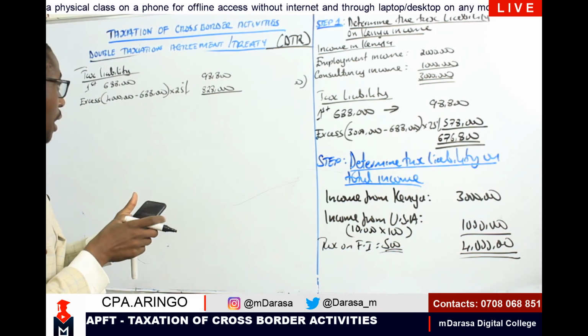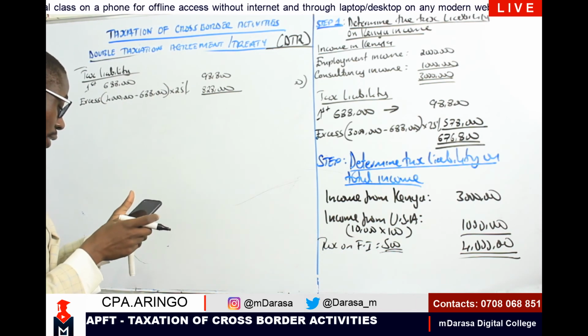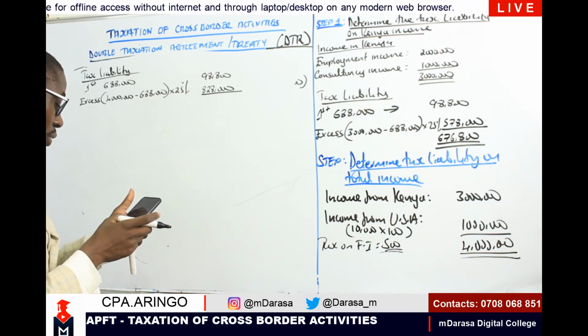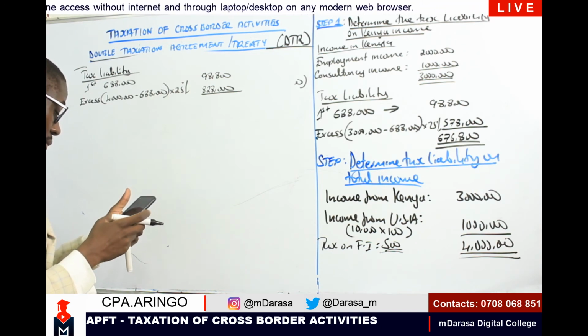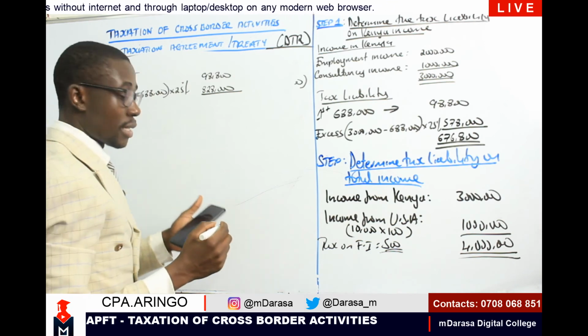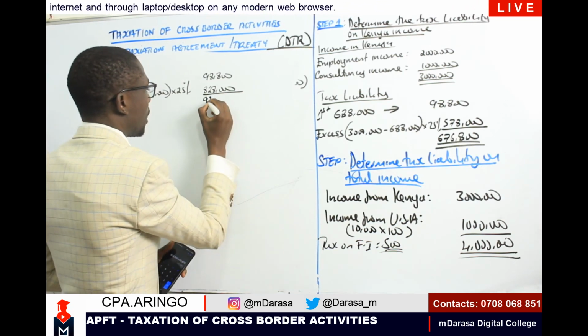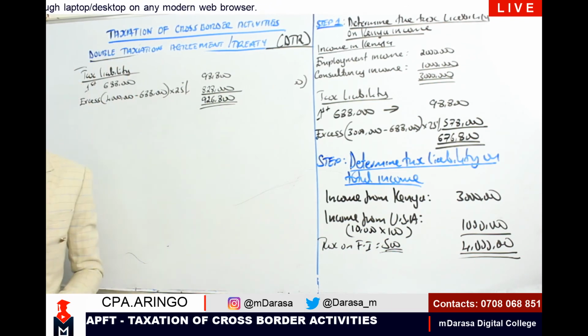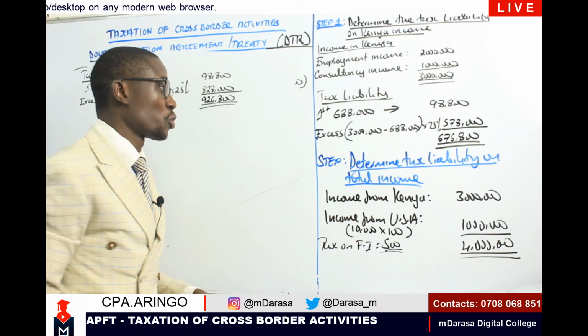So what will be our total there? 828,000. We add 98,800. That should give me 926,800. So that is our tax liability on total income.